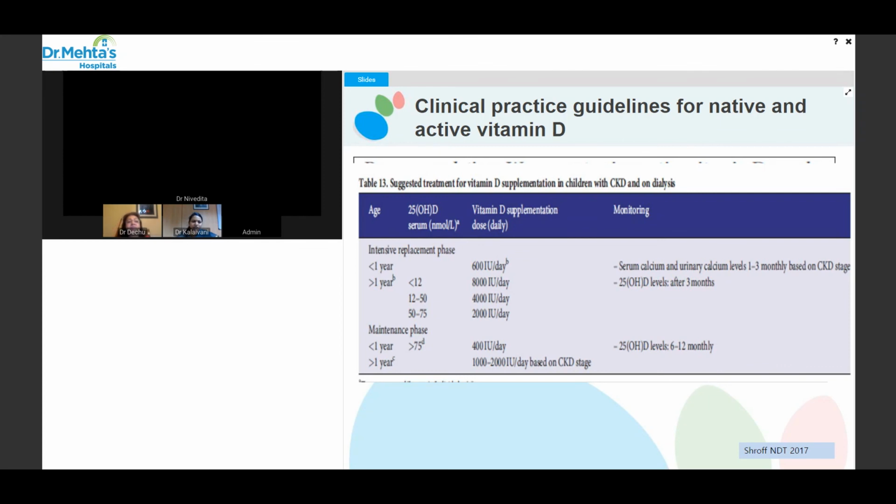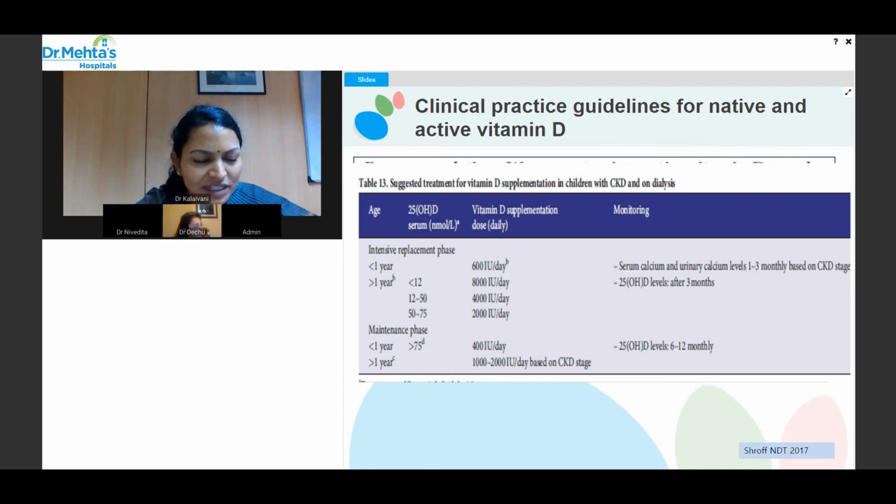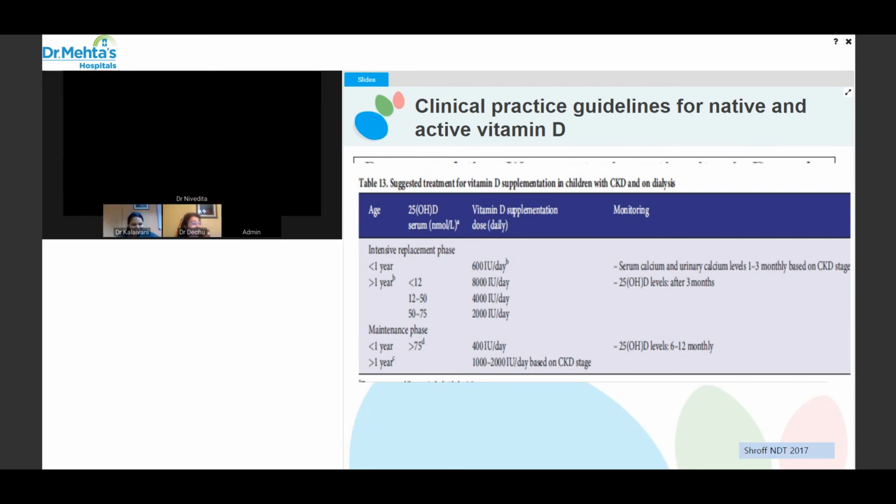Yeah. Okay. The next question is to Dr. Nivedita, the dose of active vitamin D, that is Rocaltrol, for hyperparathyroidism in CKD. So 10 to 20 nanogram per kg per day is the recommended dose, and it could be given twice weekly or thrice weekly initially, and depending on the calcium and phosphate levels, and of course the PTH levels as well, you could titrate it. So that is how you would start off with calcitriol.